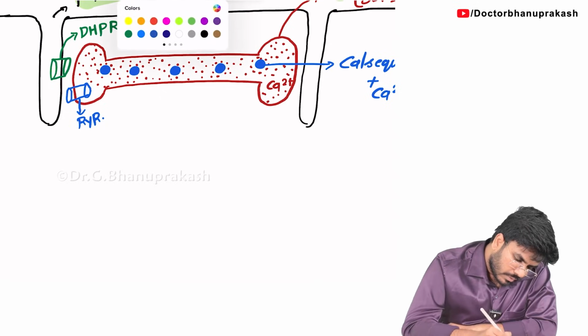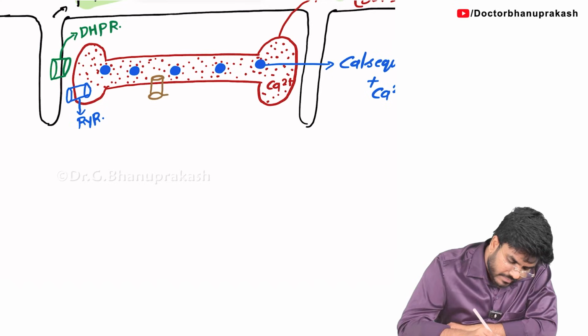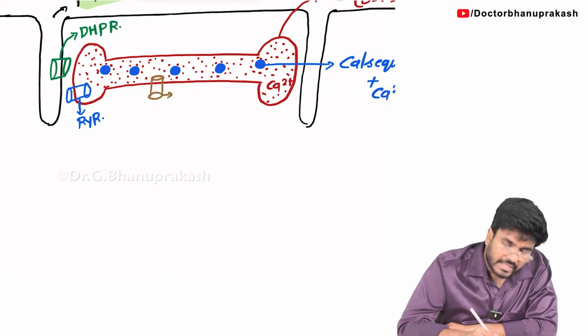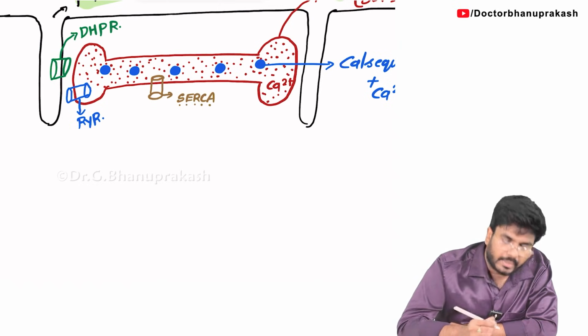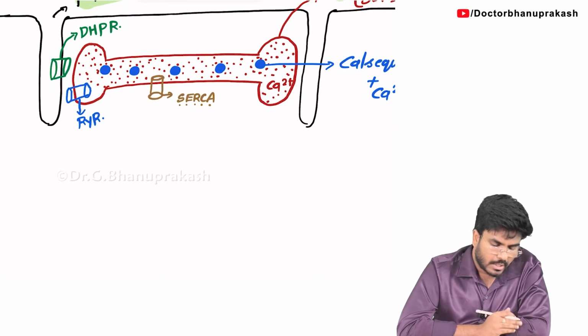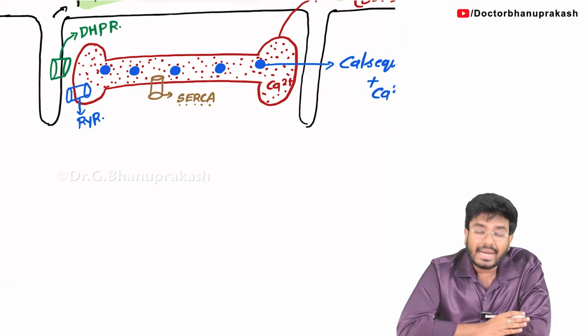Now, one more channel I am going to talk about. Here I am drawing in the brown color. It is also present on the L-tubule. What is the name of this one? Actually, it's a pump. This is the sarcoendoplasmic reticulum calcium ATPase, SERCA. Okay, there are 3 things: DHPR, RYR, and SERCA.